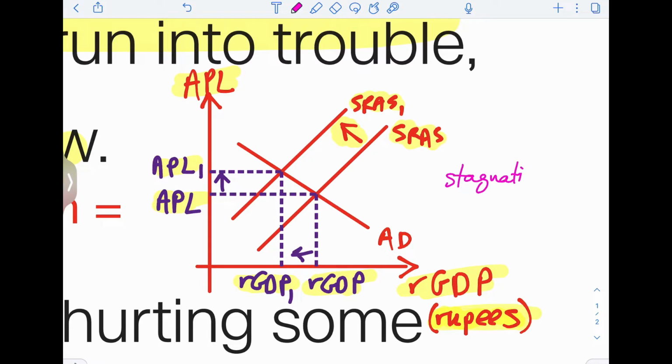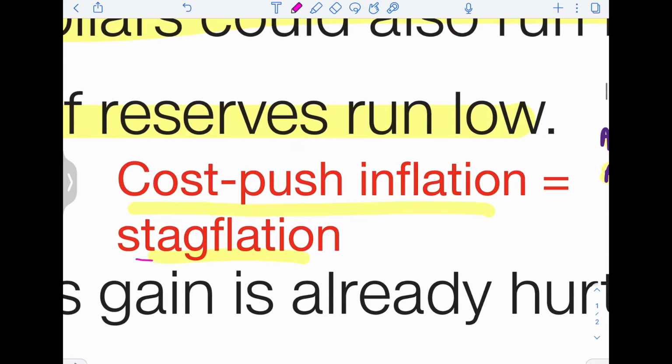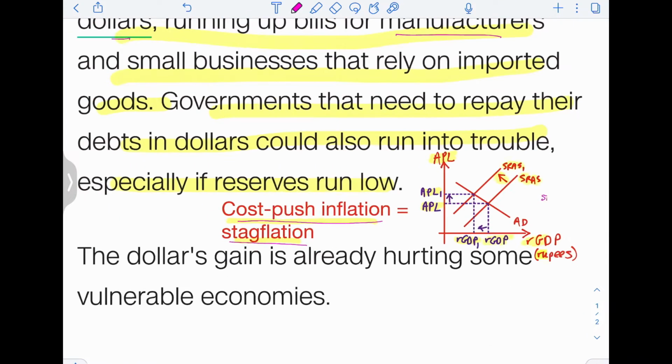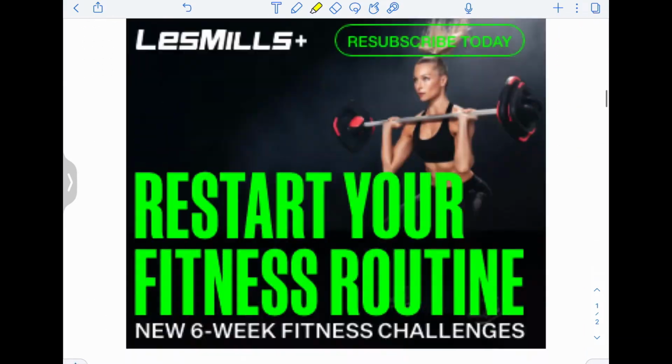Actually, you know what? I'm just going to say stagnant economic growth. And at the same time, it's causing inflation. This phenomenon combined together is what we call stagflation. Okay? So economies like Sri Lanka, Egypt, and many others mentioned in the article are suffering from stagflation as a result of the higher costs of production for importing non-US manufacturers and small businesses and the higher debt servicing costs for foreign governments.